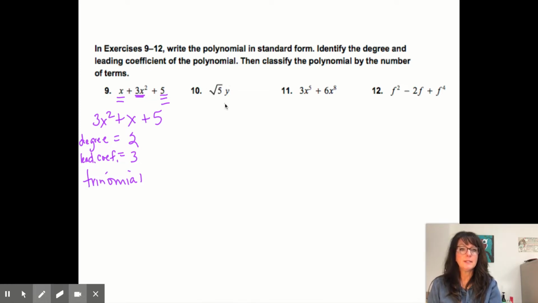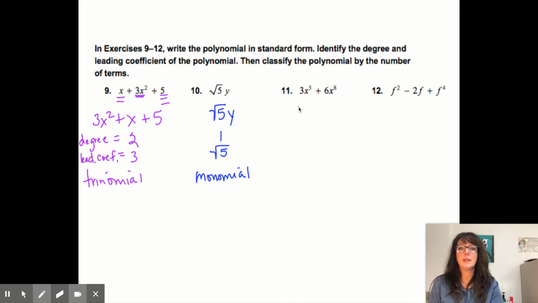Okay, switch colors. Over here, there's one term. It's a monomial. So I would just simply say that this is standard form. Okay, my degree is equal to 1. The leading coefficient is the coefficient of y, or the square root of 5. And then because there's only one term, this is the monomial.